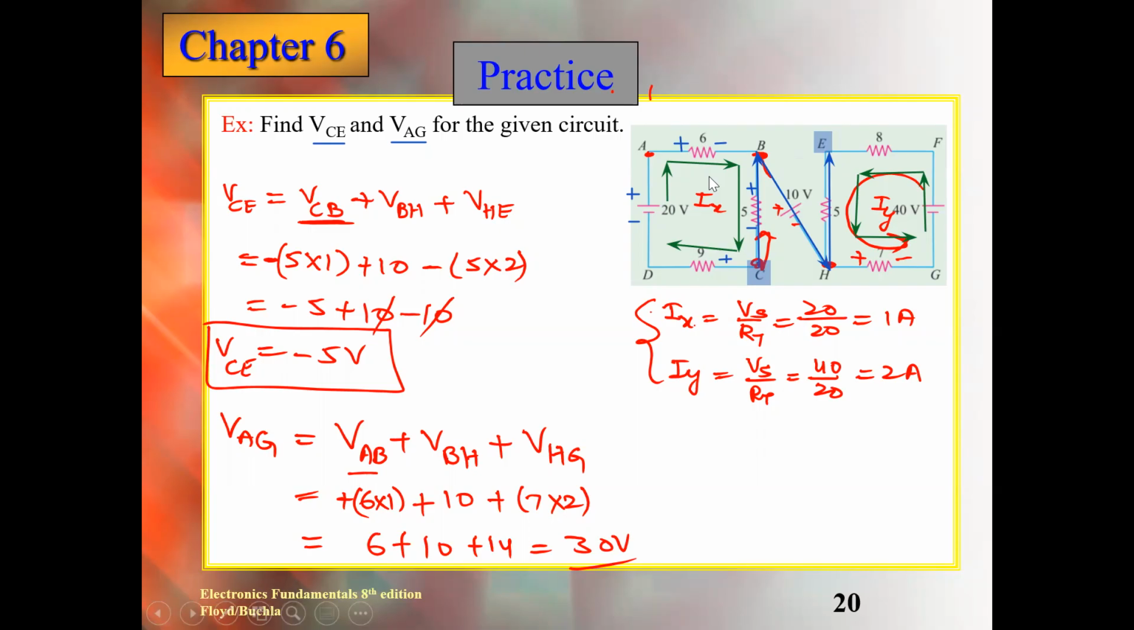When you assume the current direction, like we assume here this way and here this way, accordingly the signs will be there on the resistances' terminals, and then after that you can just follow the path and choose the sign accordingly. This is the way. Any other question, doubt here? Clear.